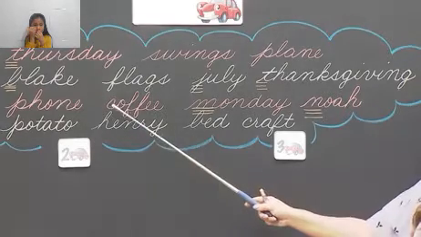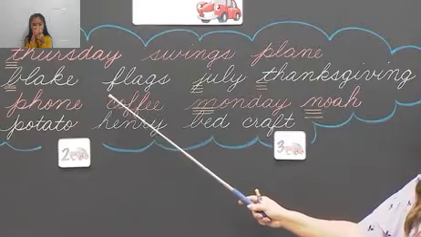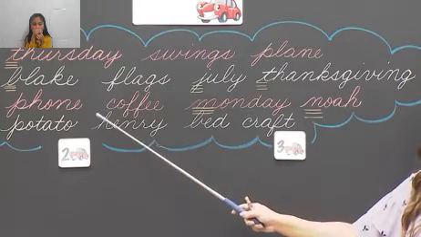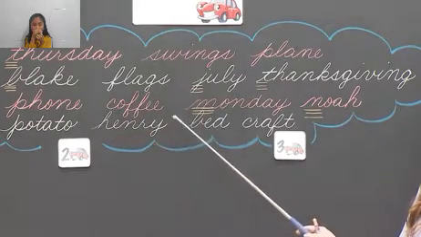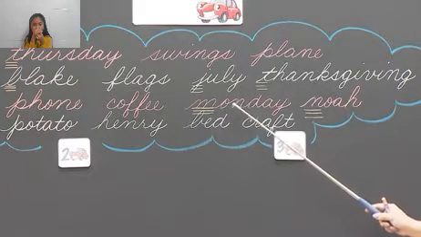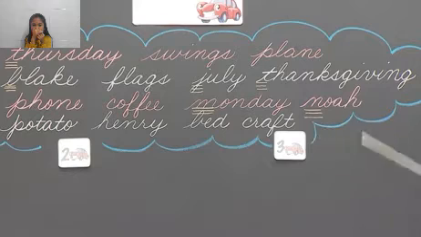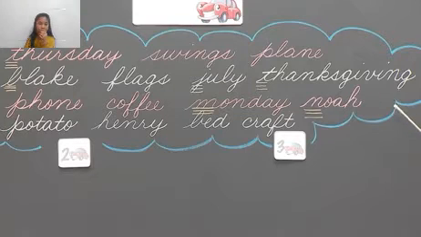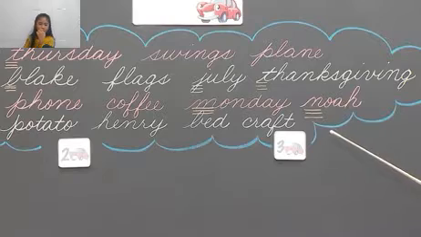Now, phone is a noun. Is it a person, place, or thing? Aiden? Thing. Coffee, a very delicious noun. Is that a person, place, or thing? Jacob? Thing, exactly correct. What about Monday? Person, place, or thing? Amaya? Thing. And what about Noah? Person, place, or thing? Arthur? Person. Good.